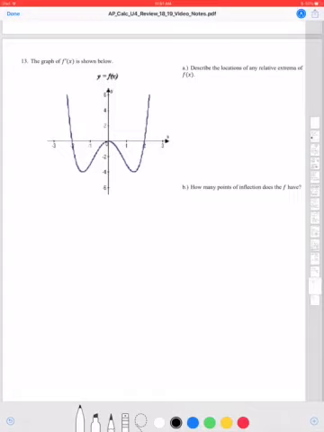Moving right along, number 13. All right, the graph of f prime of x is shown. I don't know why this is a typo. The graph of f prime of x is shown below. So this is the derivative.